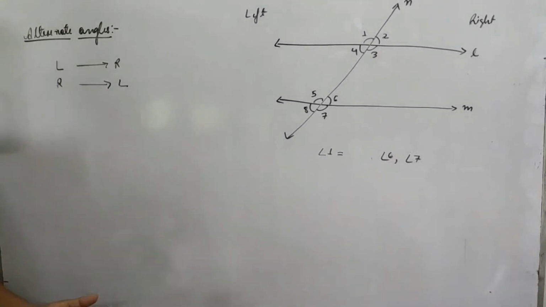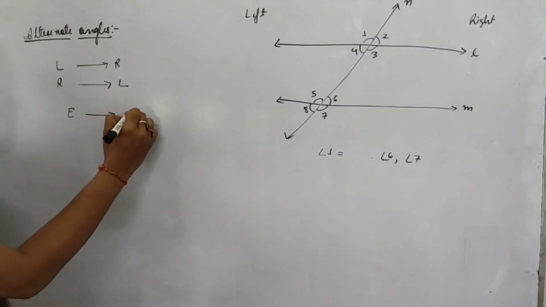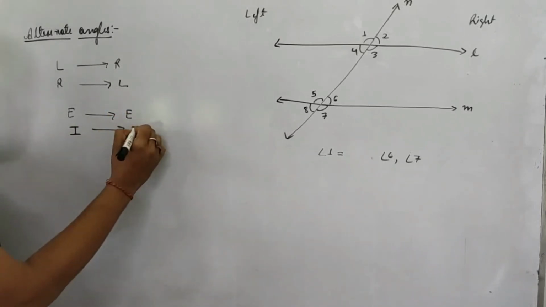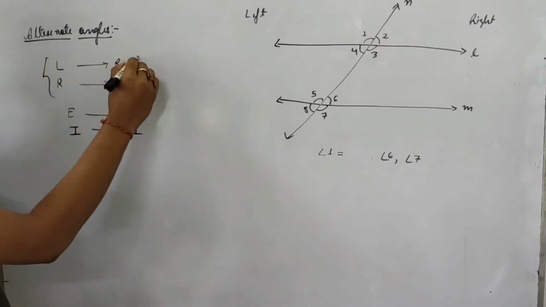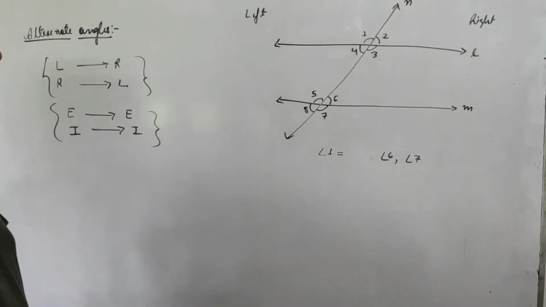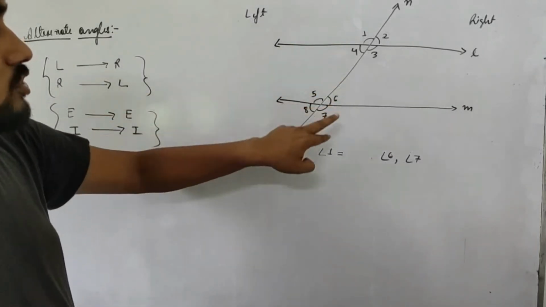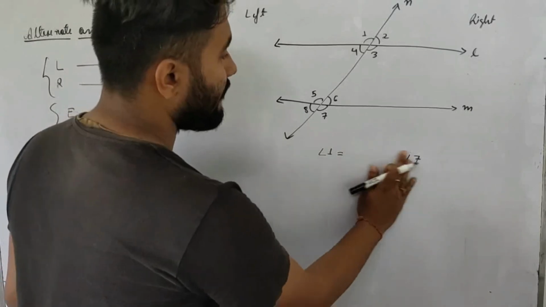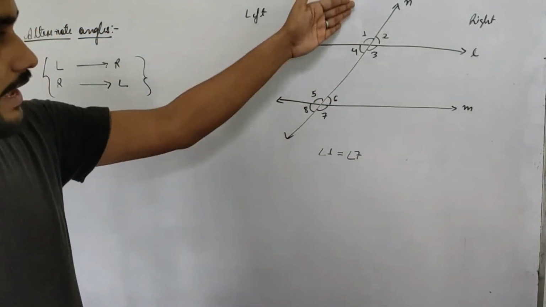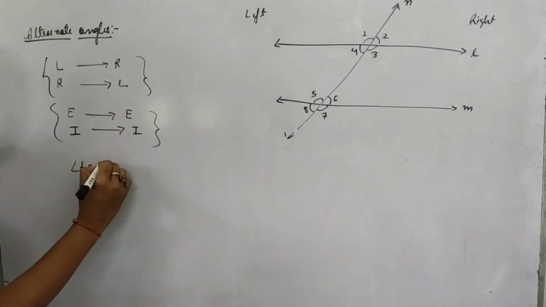Now what is the next condition? Very simple. If one angle is exterior, then the other angle will also be what? Exterior. If one angle is interior, then the other angle will also be what? Interior. So this one I have said so that it helps you to find the alternate angle. That means if angle 1 is exterior, the other one should also be what? Exterior. Angle 7. Okay, for angle 1, what will be the alternate angle? Angle 7. Exterior, exterior. Okay, like that.